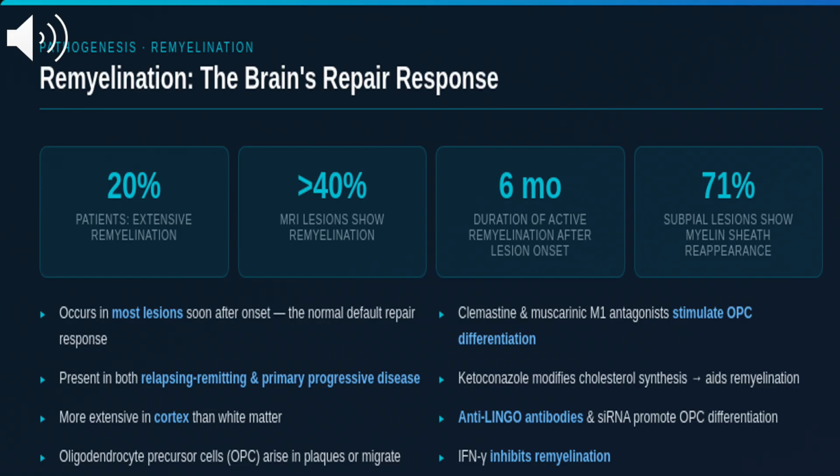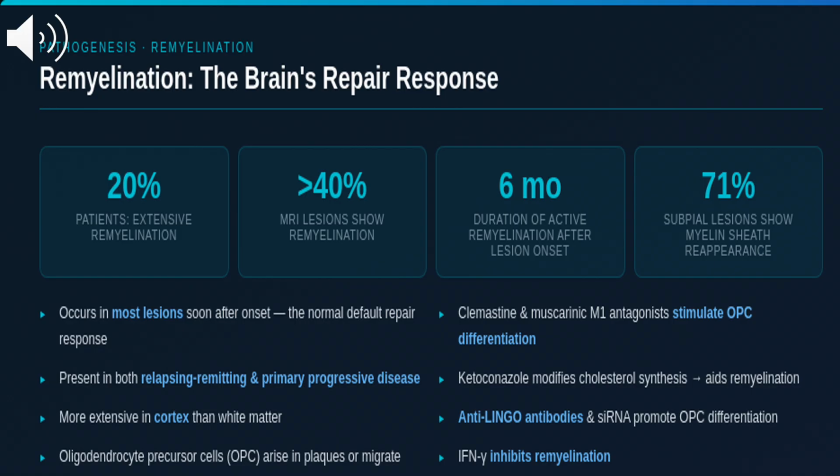The frustrating part: in many chronic plaques, despite the presence of oligodendrocyte precursor cells, remyelination fails. The precursors are there, but they don't differentiate and don't wrap axons. Multiple inhibitory factors prevent this. Persistent inflammatory cytokines damage actively remyelinating oligodendrocytes. IFN-gamma specifically inhibits remyelination.